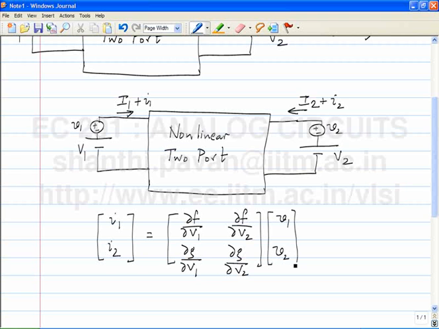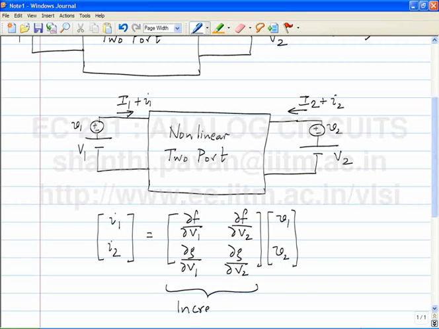During your study of linear networks in prior courses, you found equations which are similar in nature, where in a linear network you relate the port currents to port voltages, and the matrix that relates the port currents to the port voltages is called the admittance matrix or the Y matrix. This is also an admittance matrix. However, it is only valid for small signals or incremental signals. So it's quite logical to call this the incremental Y matrix.